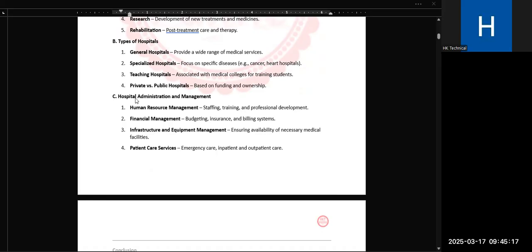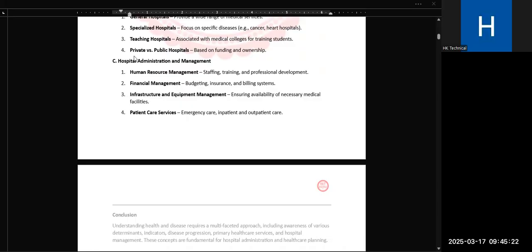Then there are types of hospital administration and management. This includes human resource management, covering staffing, training, and professional development. Then we have financial management, which covers budgeting, insurance, and the billing system of the hospital. We have infrastructure and equipment management, which ensures availability of necessary medical facilities. We have patient care services, which mainly cover emergency care, inpatient, and outpatient care. So that concludes our first chapter.